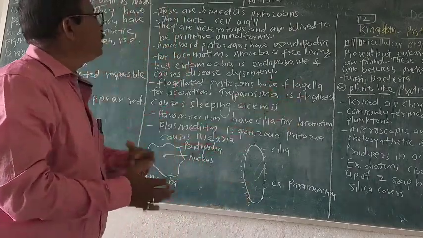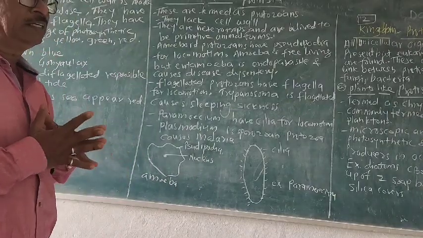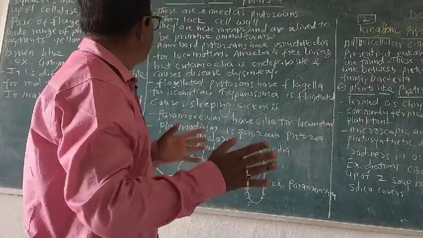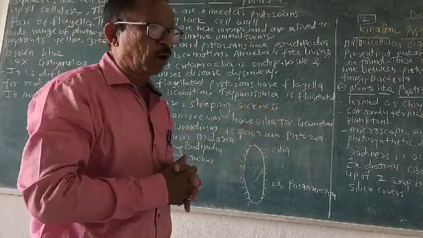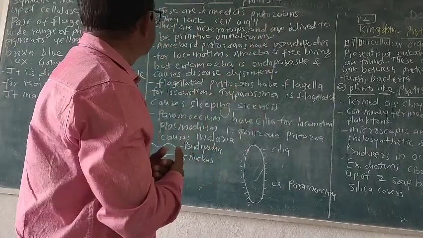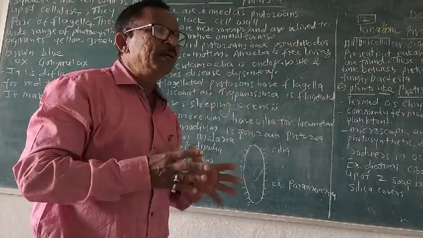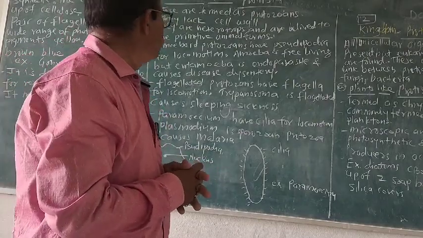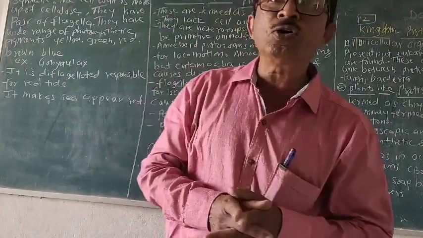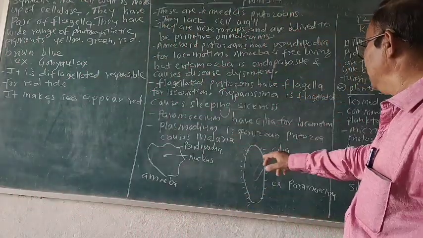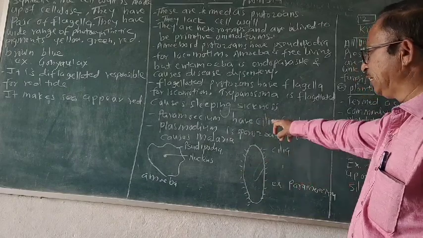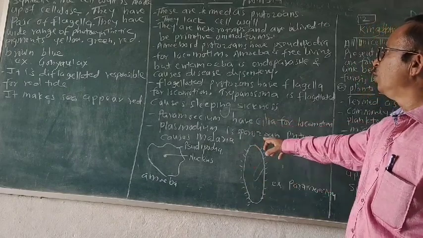Now the animal-like Protista are called protozoans and they lack a cell wall. They are heterotrophs. They depend on others for food and they are believed to be the primitive animal form. Now the amoeboid protozoans have pseudopodia for locomotion, and in the paramecium, a unicellular microscopic organism, cilia are useful for locomotion.